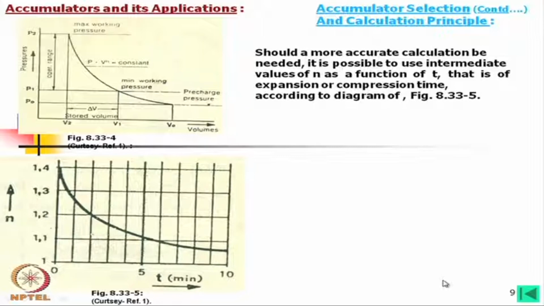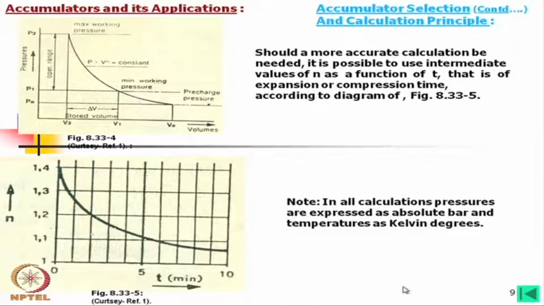This means that usually in a classroom or examination problem, if it says adiabatic, then you have to take 1.4. Otherwise, sometimes this curve will be given to you, and the time will be mentioned, and from there you can select the value of n. In all calculations, pressures are expressed as absolute bar and temperature in Kelvin, which we have to remember.